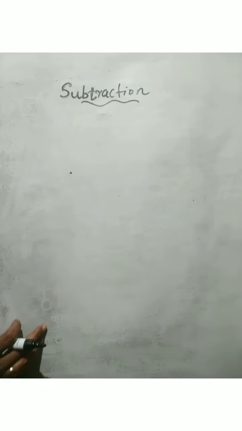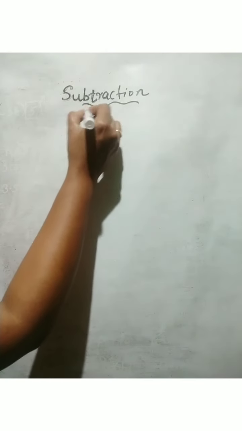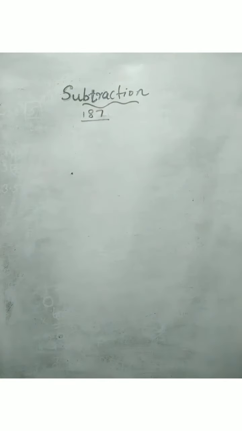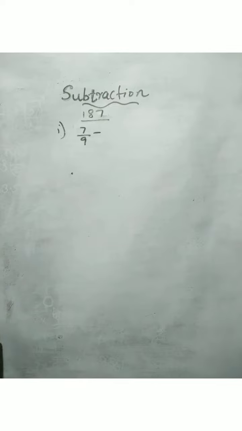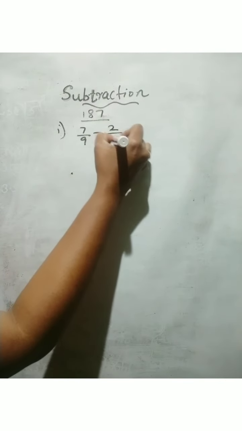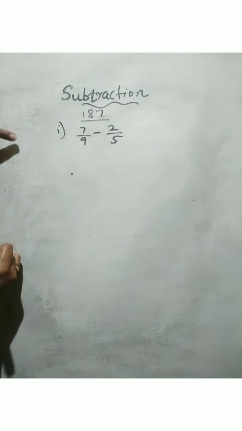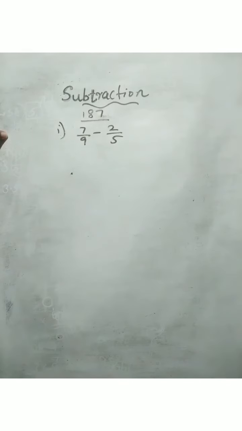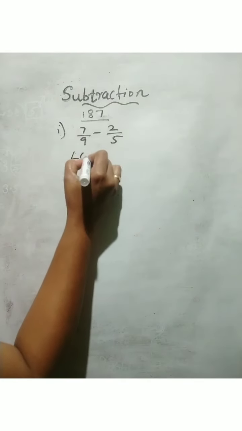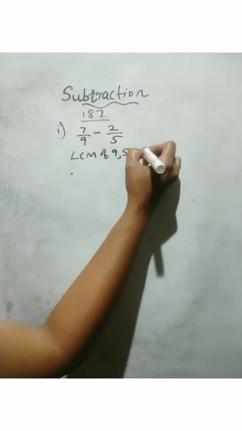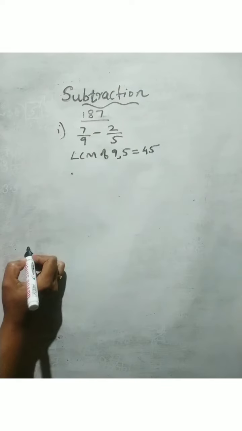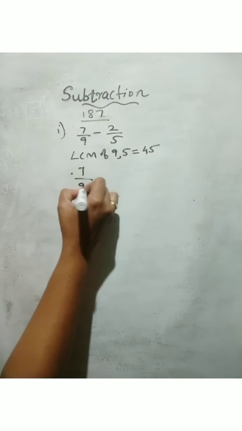Now we can discuss the Try This page, number 187. Question number 1: 7 on 9 minus 2 on 5. Here we have different denominators. The first step is to take the LCM of 9 and 5. That will be 45.